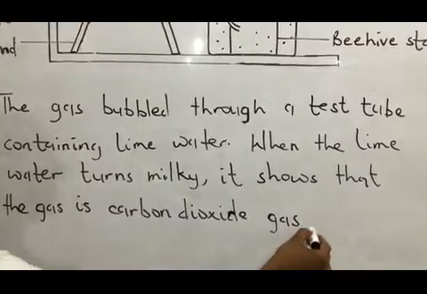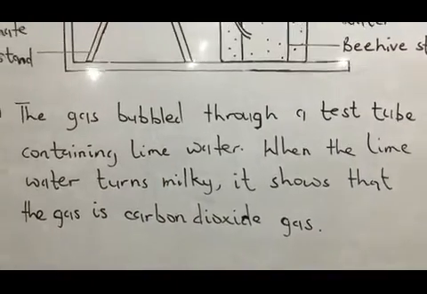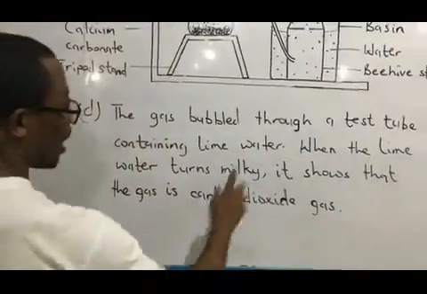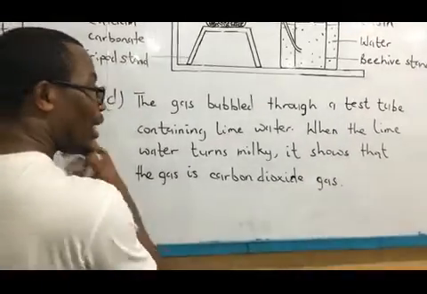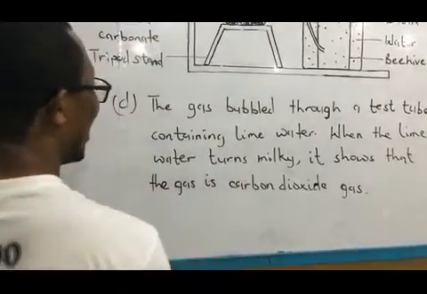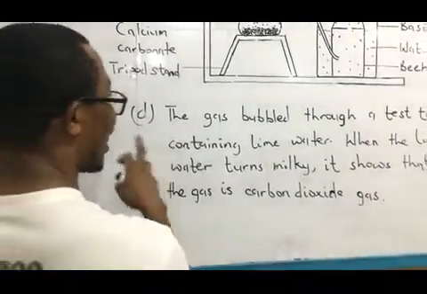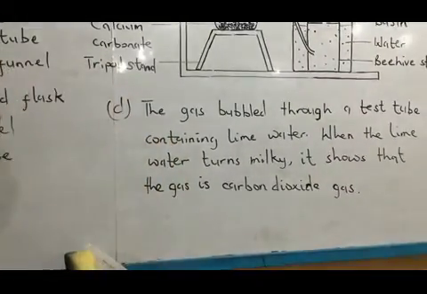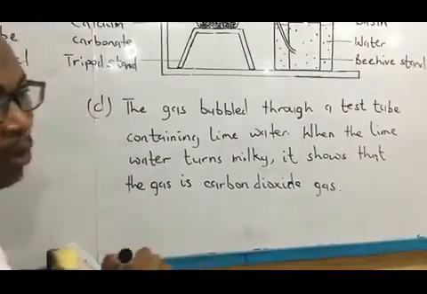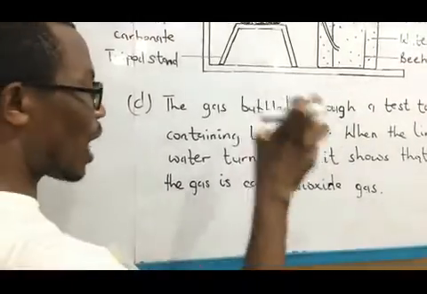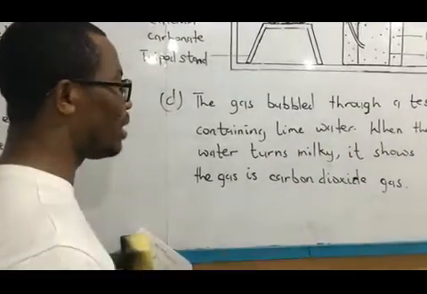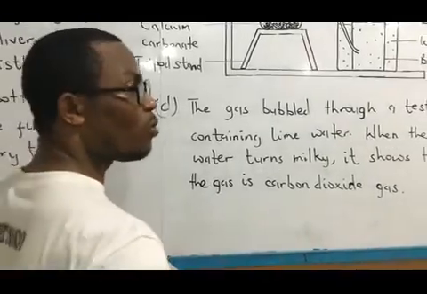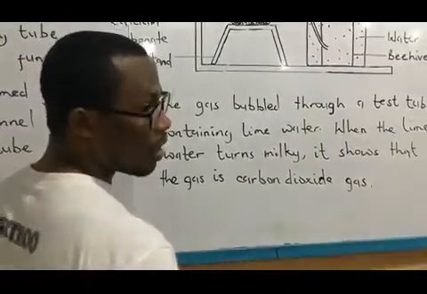Yesterday I gave you the equation for this test. Told you that the lime water is calcium hydroxide. So if you react the carbon dioxide with the calcium hydroxide, you are going to form calcium carbonate and water. The calcium carbonate formed is actually a white precipitate. So that is what is responsible for the cloudiness or the murkiness.